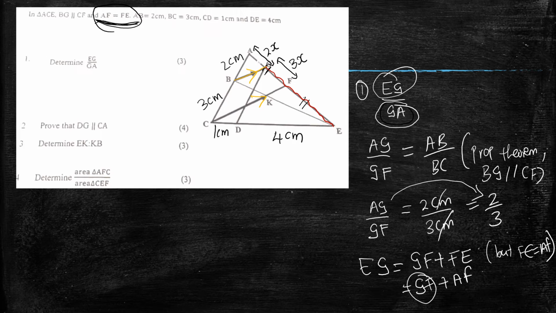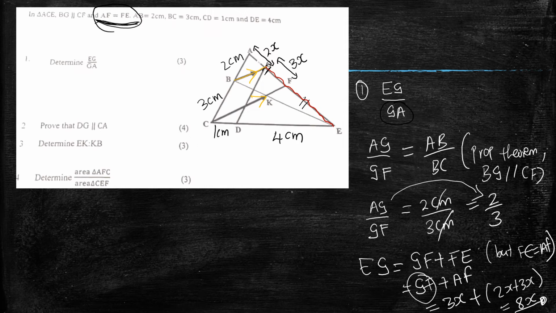So what is our GF? Our GF is 3x there. We calculated this as 3x plus, what is our AF? Our AF is 2x plus 3x. So that will give you 5x plus 3x. Our final answer will be 8x for EG, because it's 3x plus 5x, which is 8x.